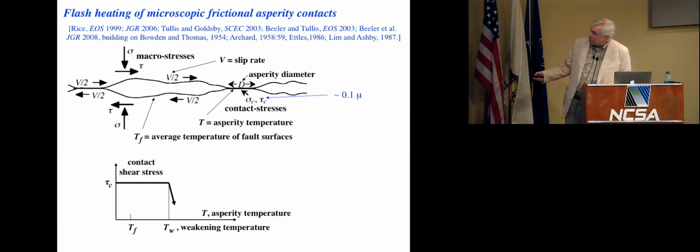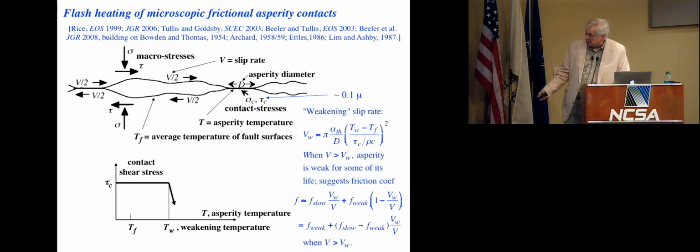So if you think of how to think about the contact shear stress, you could think of it as being whatever it was at initial temperature, but then as things get almost hot enough to melt, you should have a fall in shear stress at a certain temperature, which is simply called the weakening temperature, T sub W, in this analysis. If you can guess the weakening temperature, which typically we associate with the melting temperature, then you can figure out a weakening velocity. And the idea is when the actual sliding velocity is greater than this number, which depends on thermal diffusivity and diameter of the contact region and other things, then the asperity is weak for some part of its life.